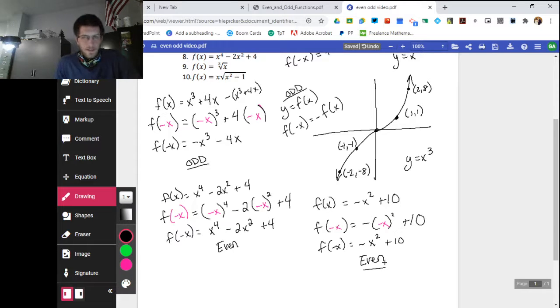So if it's exactly the same as the original, it's even. If it's the exact opposite, everything is the opposite sign, the negation of the original, that's an odd function. And if it's neither one of those options, we just call it neither: even, odd, or neither.